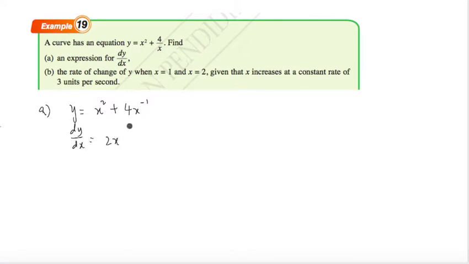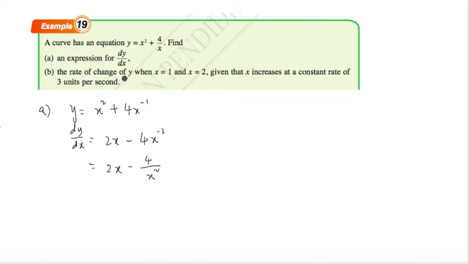So this one is 2x minus 4x to the power of negative 1 minus 1, which is negative 2. Okay, now I write again. So dy/dx equals 2x minus 4 over x squared.